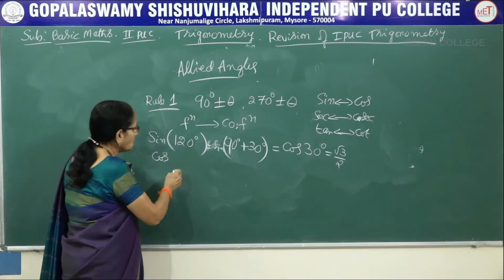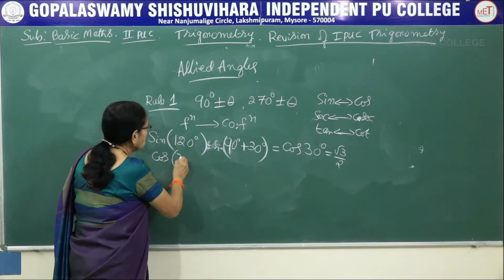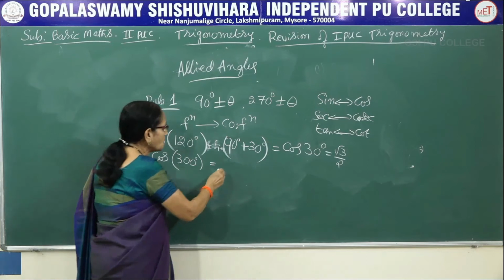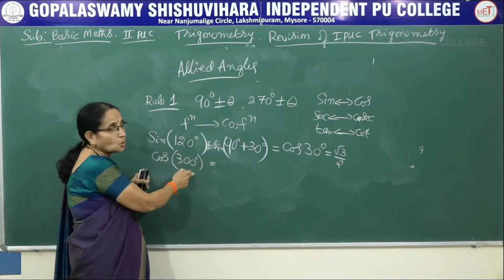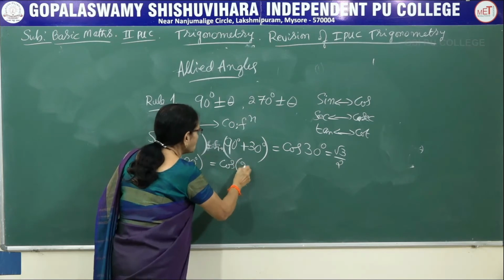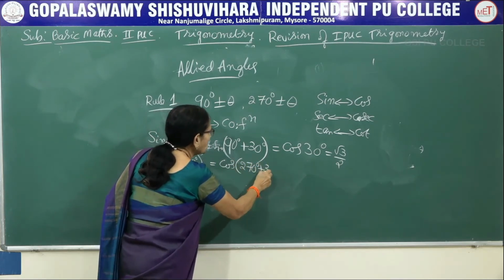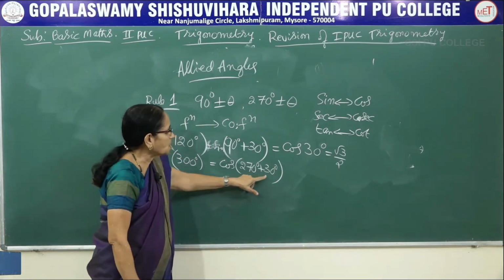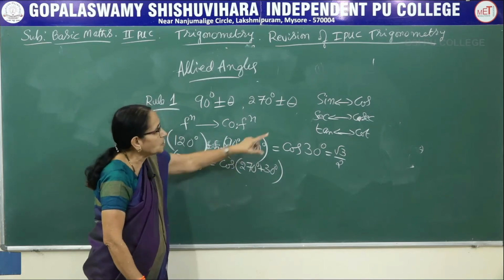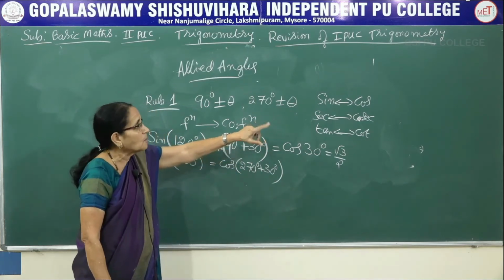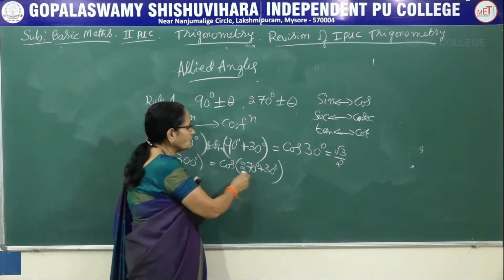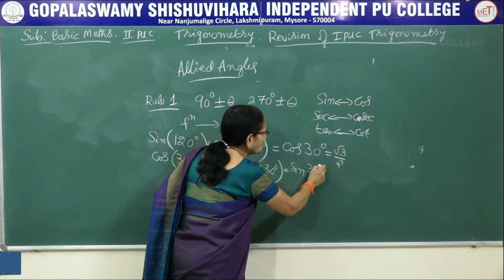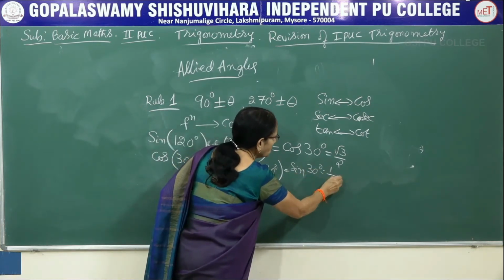Now let me consider another one. Cos of 300 degrees. How do you write this one? See here, it is more than 270. So let me write it as cos of 270 plus 30. Now here, 270 plus 30 means, for sine, cosine is a cofunction, and for cosine, sine is a cofunction. Cos is there, so let me write it as sine, omit this angle, and write only the value of 30, whose value is 1 by 2.